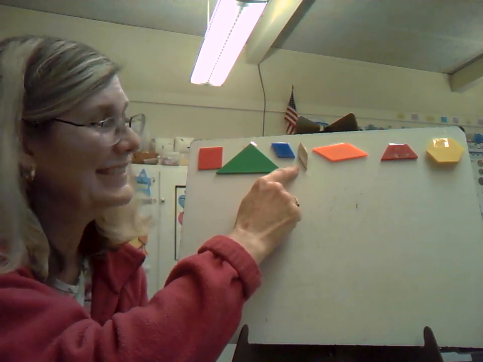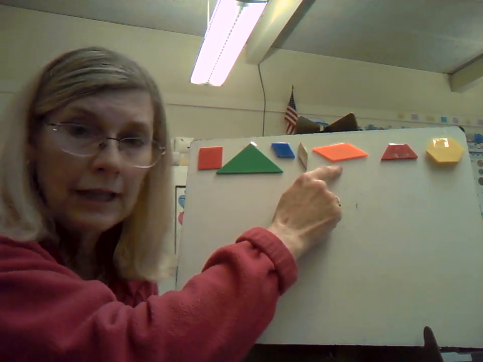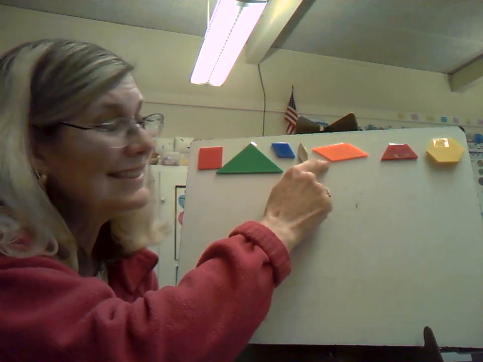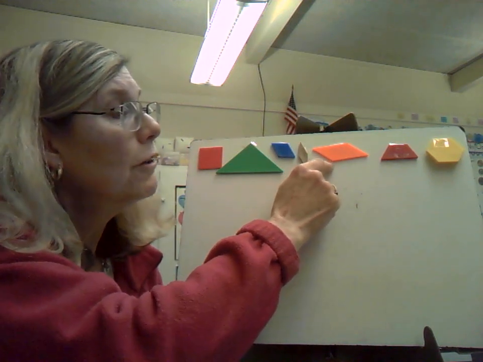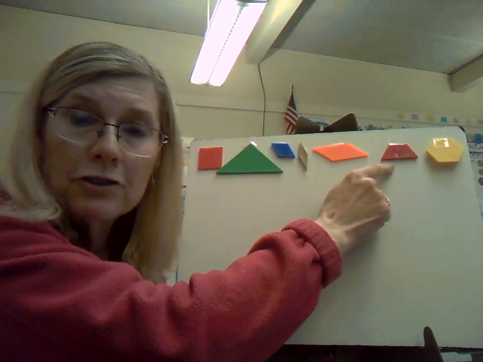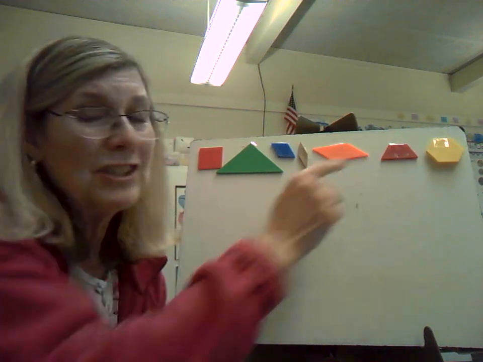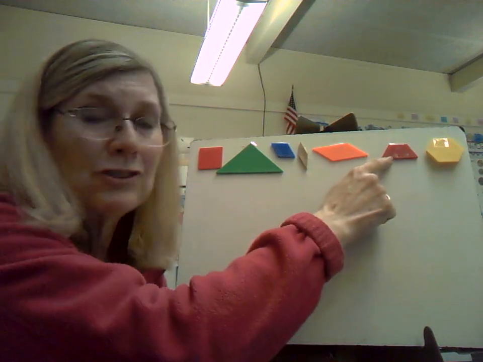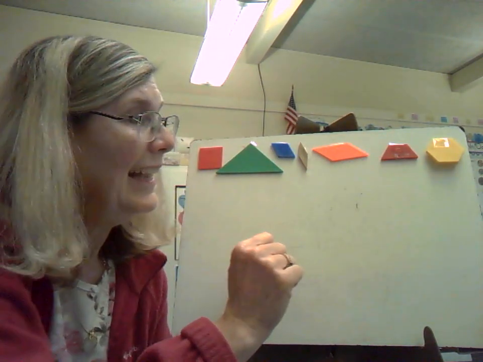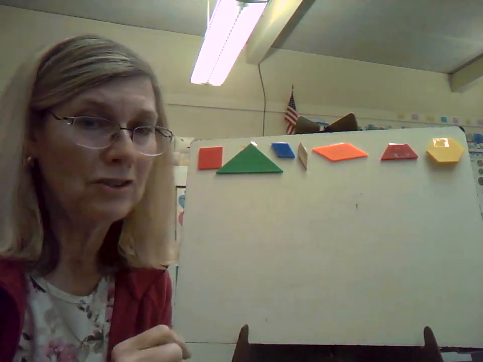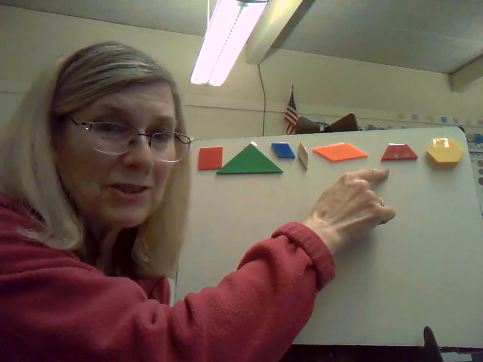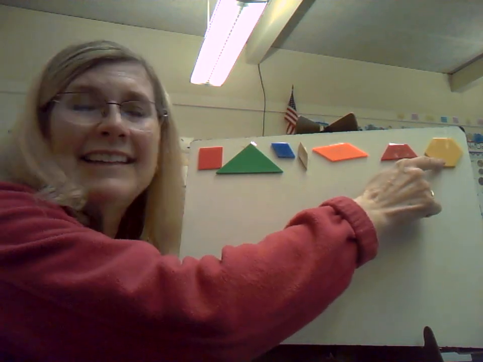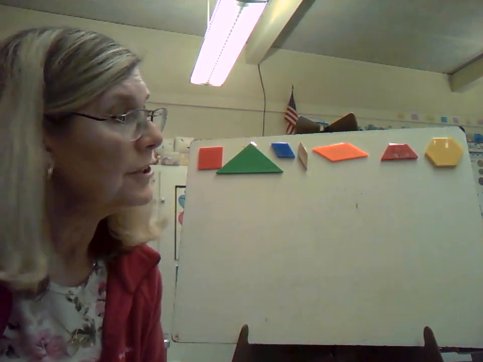Interesting. Okay, on to your parallelogram. 4 sides, not all 4 are the same size. 4 sides. Here you've got your trapezoid, which is my personal favorite. It looks like a triangle with the top cut off. And I think I just like it because the name is so fun to say. Trapezoid. Okay, and then on to your hexagon. And your hexagons have 6 sides, if you recall.